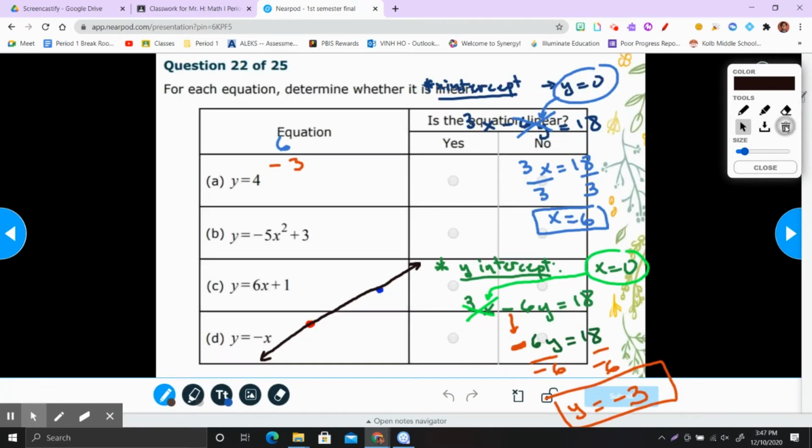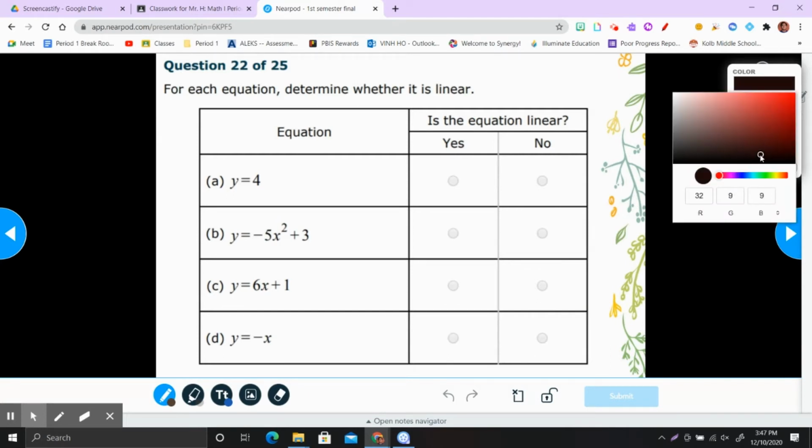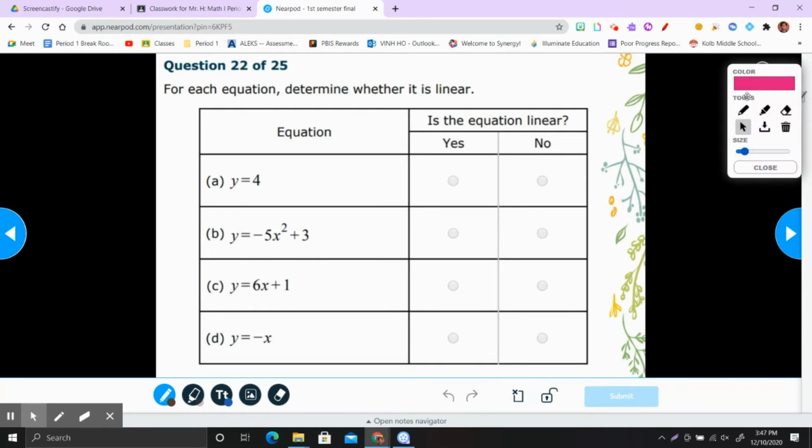Problem 22. Okay. For each equation, determine whether it is a linear equation or not. So a linear equation means a straight line. Will you get a straight line when you graph each equation down here? Somebody can tell me that the linear equation is y equals mx plus b, right? That is the formula that we're familiar with. Y equals mx plus b is a linear equation.